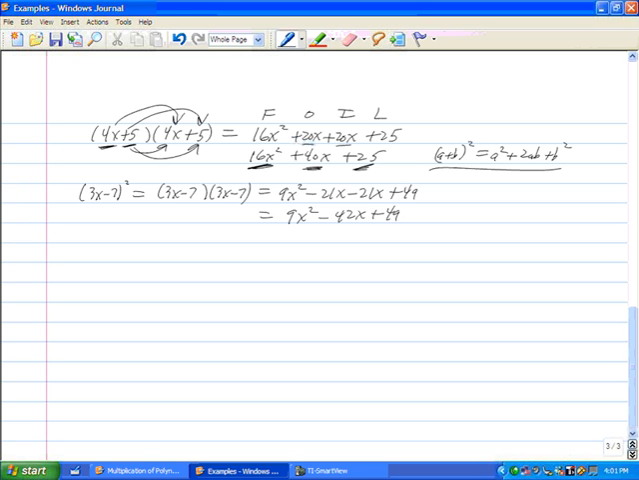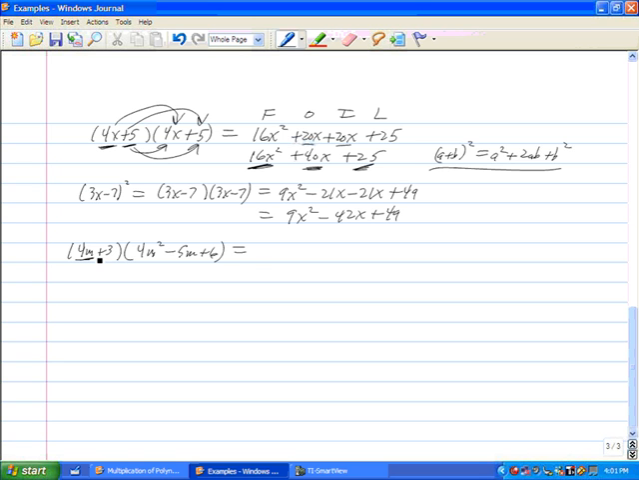Alright, one last type of multiplication. If I had a binomial being multiplied by a trinomial, I'm going to use the distributive property again. But how many times? Well, 2 terms times 3 terms, that's going to be 6 times I'm going to have to use the distributive property. And you won't use a FOIL or anything special like that. It's just going to be a matter of distributing.